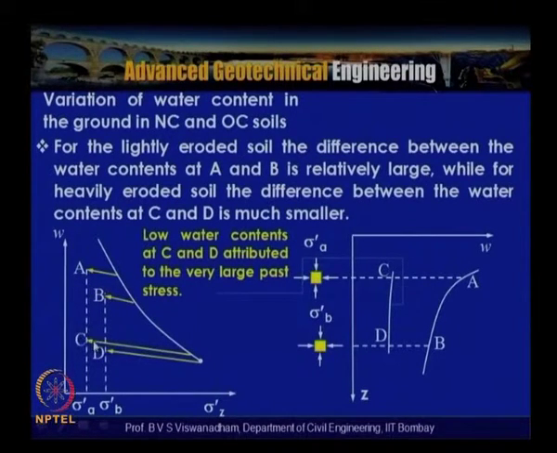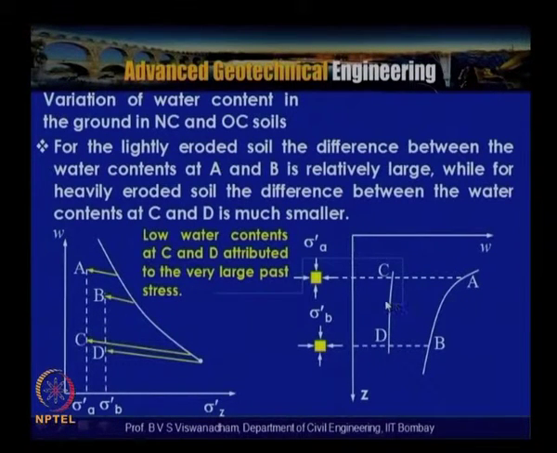You can see here there is a distinct change in the water content, while in this portion there is negligible or marginal change in the water content. So for the lightly eroded soil, the difference between the water contents at A and B is relatively large, while for heavily eroded soil the difference between the water contents at C and D is smaller. That is what has been indicated here. This is for the normally consolidated or lightly over consolidated soils, and these are the heavily over consolidated soils. This is water content versus depth, with the elements A, sigma dash A and sigma dash B.